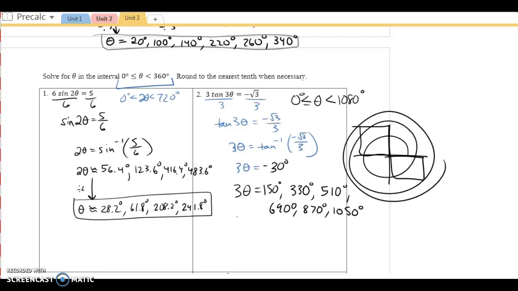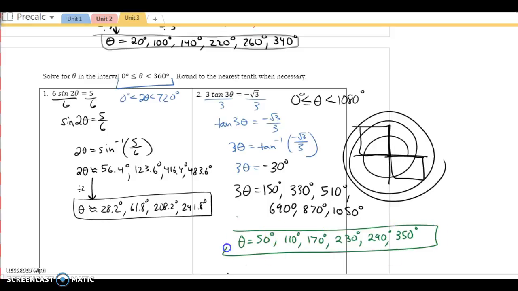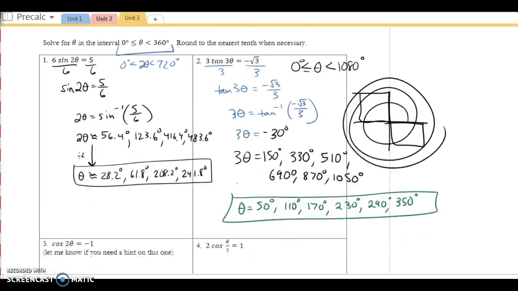And now I'm going to divide everything by 3 to find the actual answer for what theta is, and not just 3 theta. And those are our 6 answers. If you plugged any one of them back into this, you'd see that it does equal negative root 3.